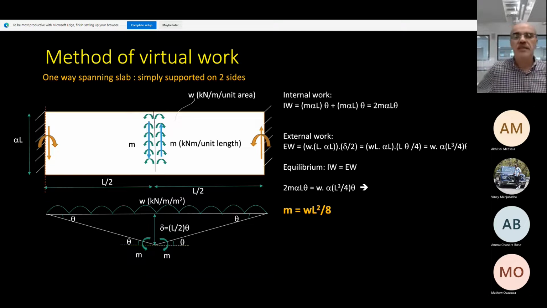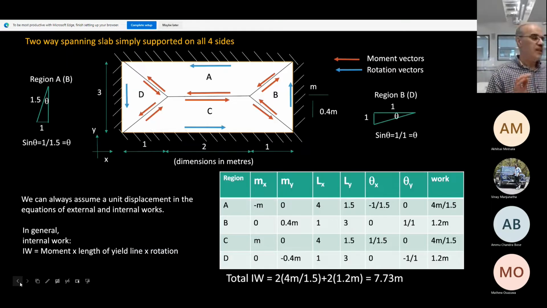Let's move on to the next slide. Are you ready? This is more interesting now because we have a slab. I'm going to explain this very slowly, so pay attention with me, please. We have now a two-way slab. In other words, a rectangular slab which is simply supported on 4 edges.